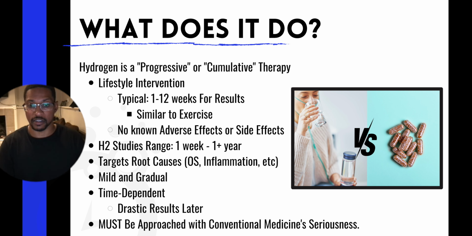And molecular hydrogen as a therapeutic agent, as this gaseous signal modulator that can regulate the cell, this redox adaptogen, it addresses the root causes or the primary drivers of diseases such as oxidative stress or inflammation or mitochondrial dysfunction or dysregulation in autophagy or regulating dysregulated immune systems. Hydrogen gets at these drivers. These are the things that lead to diseases. Molecular hydrogen therapy is mild and gradual and is time dependent. However, drastic results can happen in time when you do it. So it's a drastic result later approach.